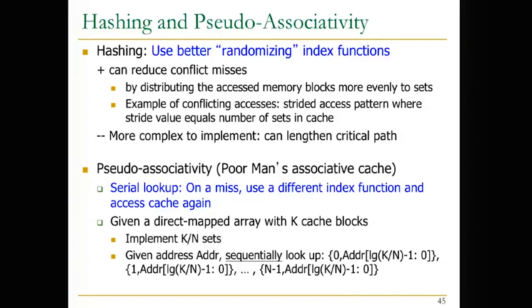So this is one hash function. I'm not going to go through this, basically, but you implement k divided by n sets, and every time you look up a different portion of the address. And if you do the calculation, you will see that. But this doesn't have to be the different functions. You can think of a different function mapping to the different nth access that you're doing into the cache. Makes sense, right? You basically look up the location serially.